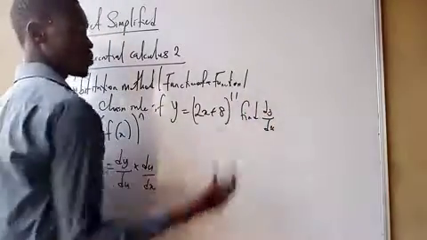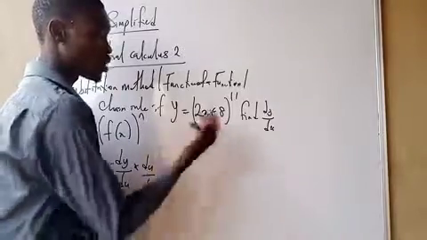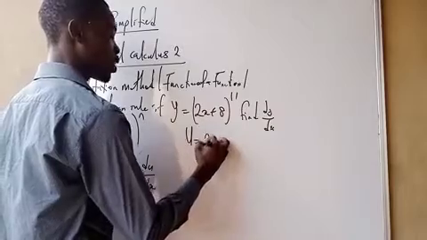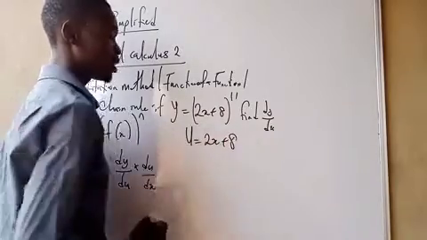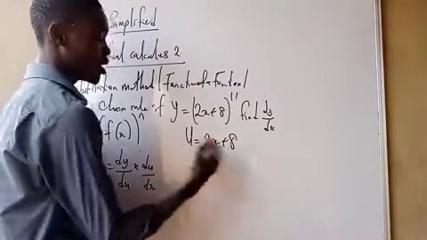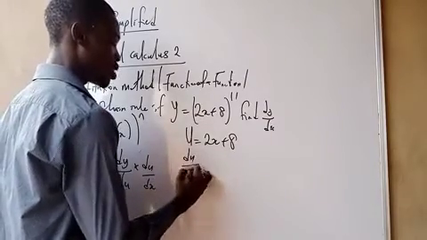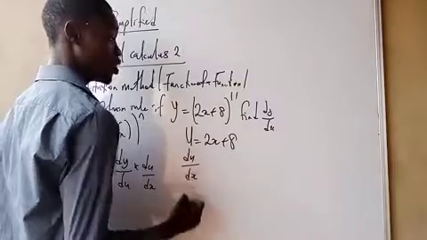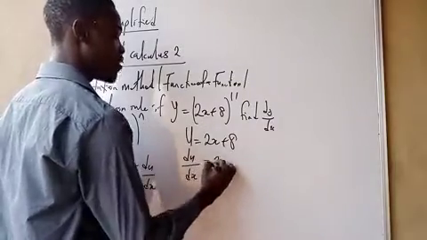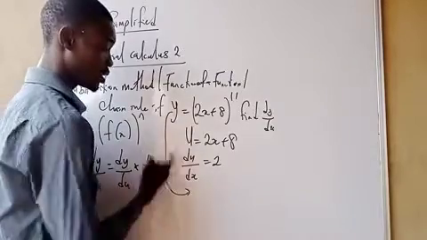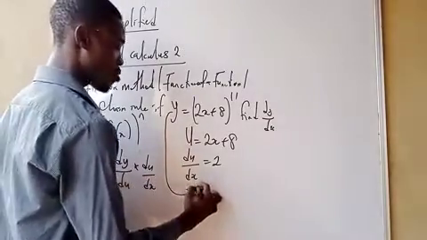How can you solve it? You cannot expand the power of 11, though it's possible, but it will waste our time. So what we are going to do is assume our u to be the function for the bracket. Since u is equals to 2x plus 8, we get our du dx, and if we differentiate it, this will give us 2.